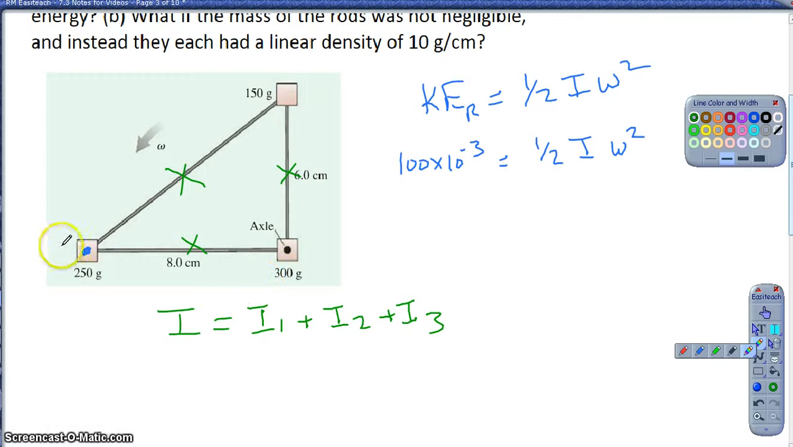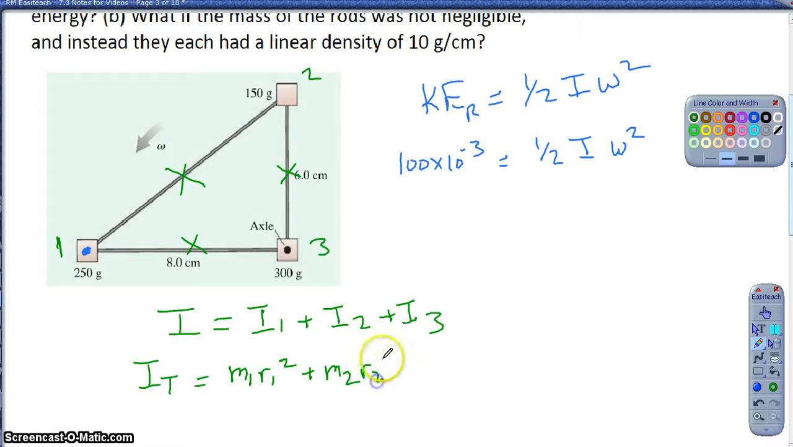So I will maybe call this one mass 1, this one mass 2, and this one mass 3. So the total moment of inertia would equal m1 r1 squared plus m2 r2 squared. And again, I don't have to do anything fancy, like no coefficients out front or anything like that, because these are the entire radius away from the axis. And then finally, m3 r3 squared.